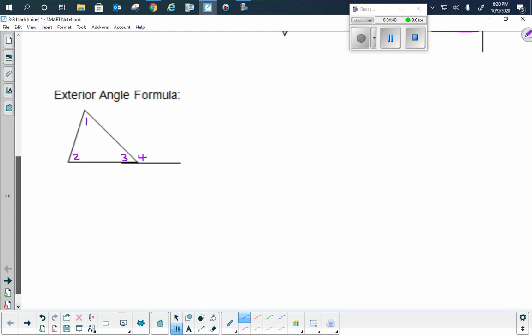So what do you know about the triangle? You should know that angle 1 plus angle 2 plus angle 3 equals 180. Due to the straight angle right here, you should agree that angle 4 plus angle 3 equal 180.